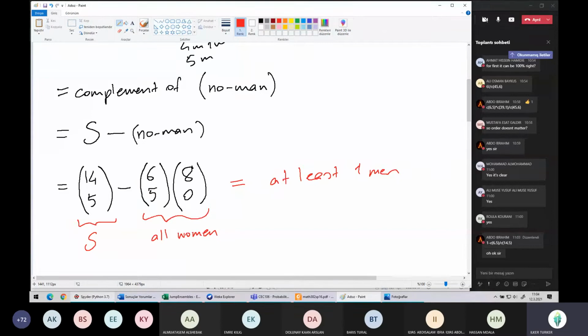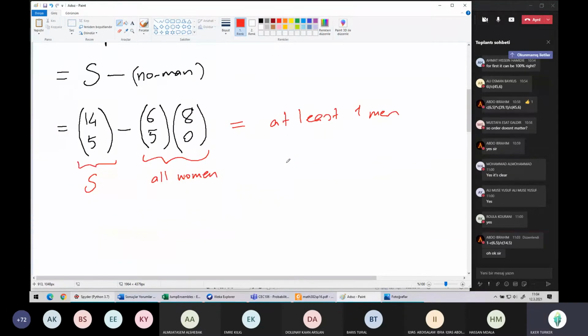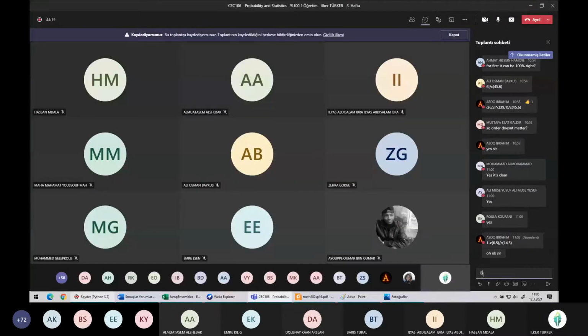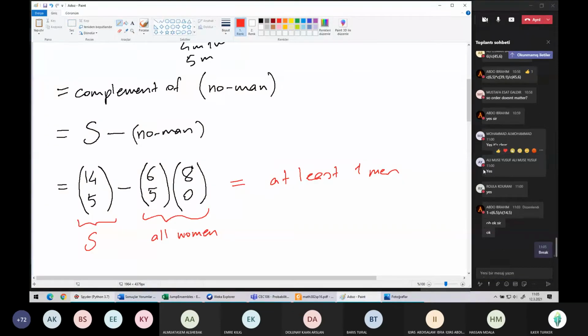Let me repeat, it is important. If it was a probability question, you should subtract the probability from 1. But since this is a "how many ways", number of combinations question, I subtract it from the sample space. Okay? So let's have a break. Let's continue after 10 minutes.